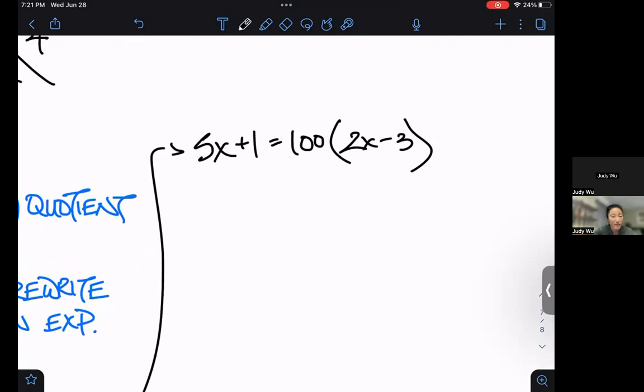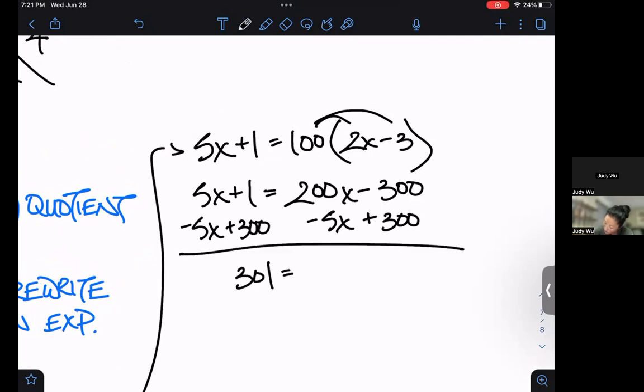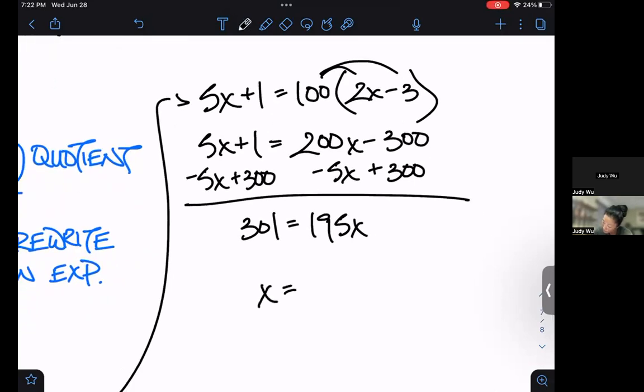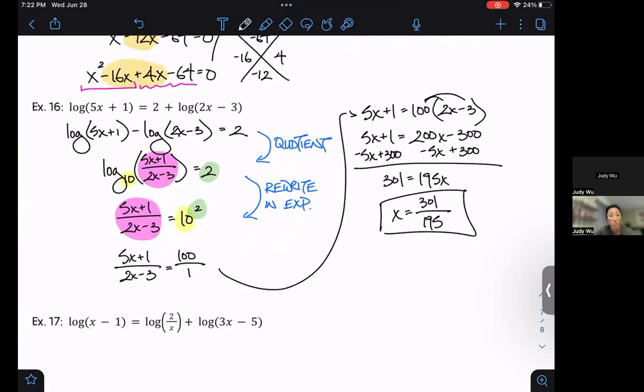Linear equation, I don't even have to worry about factoring. Distribute, 5x plus 1 equals 200x minus 300. I'm going to subtract 5x from both sides, and add 300 to both sides. 301 equals 195x. Last step, divide by 195. Okay. And I'll leave you to check that and make sure that it is correct, all right?